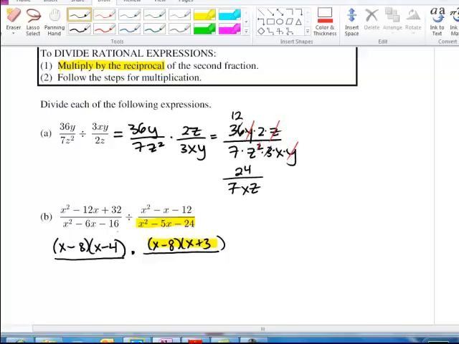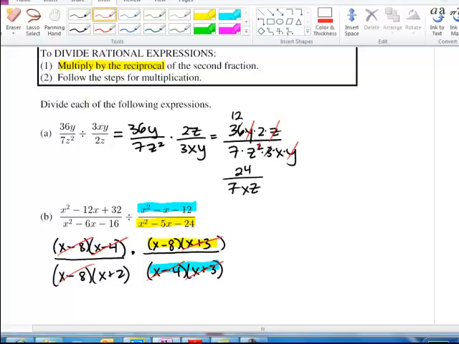X squared minus 6x minus 16 will have x minus 8, x plus 2 would work. And then that numerator ends up in the second denominator, so x minus 4, x plus 3 should do it. So this ends up here. And then we can cancel matching factors, so x minus 4 from the numerator and from the denominator, and x plus 3 from the numerator and from the denominator, and an x minus 8 and an x minus 8.